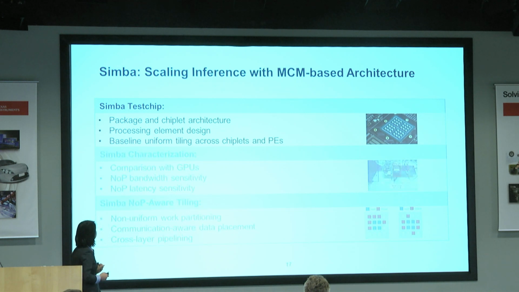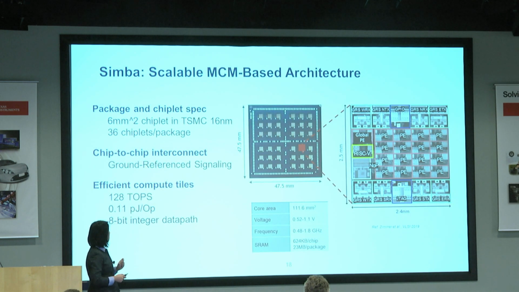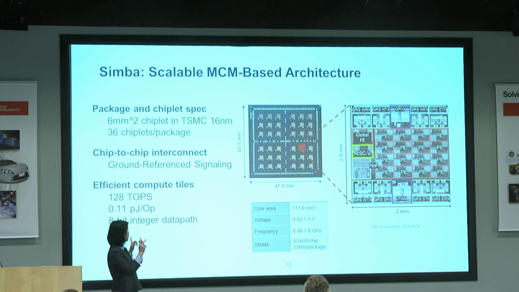So let's start with the Simba test chip. As I mentioned earlier, this is a multi-chip module-based architecture for deep learning inference. The picture in the middle is what our package looks like. Each Simba package has an array of 6 by 6 Simba chiplets. If you zoom in on each Simba chiplet, you get the die photo on the right. Inside a Simba chiplet, we also have an array of processing elements, a global processing element, and a RISC-V core as a controller in our system.